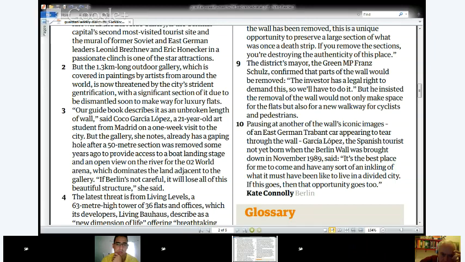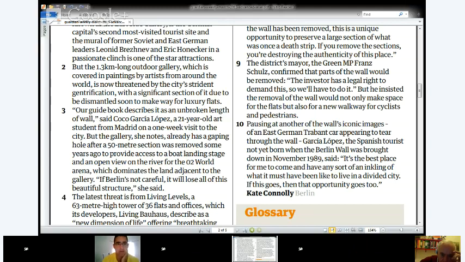Our guidebook describes it as an unbroken length of wall, said Coco Garcia Lopez, a 21-year-old art student from Madrid. But the gallery, she notes, already has a gaping hole after a 50-meter section was removed some years ago to provide access to a boat landing stage and an open view on the river for the O2 World Arena, which dominates the land adjacent to the gallery. If Berlin's not careful, it will lose all of this beautiful structure, she said.